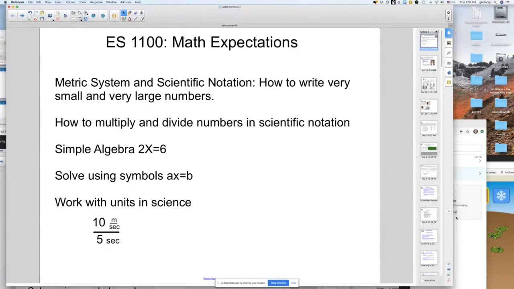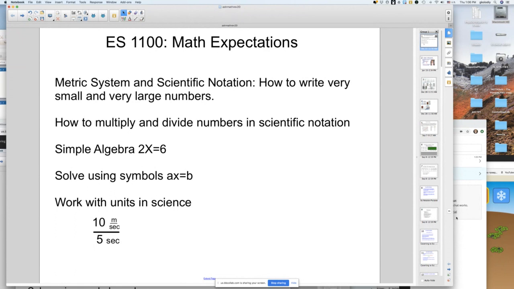So, what kind of math do you need to know for this? You don't need to know very advanced math, but you need to know 9th grade math. Basically, I'm going to go over a couple of things here. You need to understand how the metric system works. We didn't mention the metric system, but we're going to.